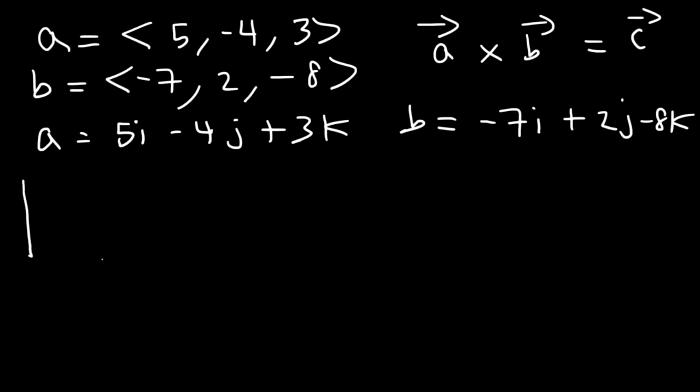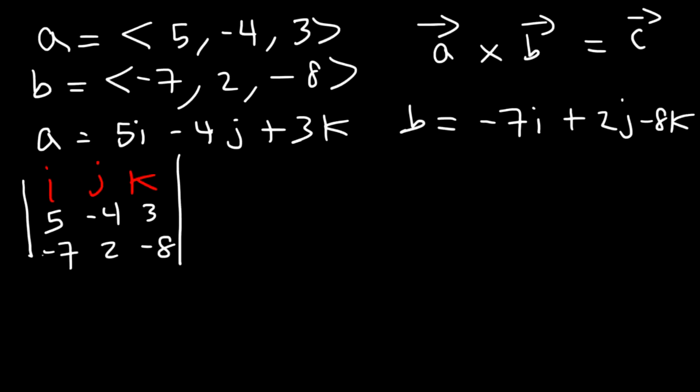Let's write this in a 3 by 3 matrix. So let's start with i, j, k. And then the first vector is A. That's going to be in the second row. So that's 5, negative 4, 3. And the second vector is going to be in the third row. And that's negative 7, 2, negative 8. So go ahead and calculate the cross product.